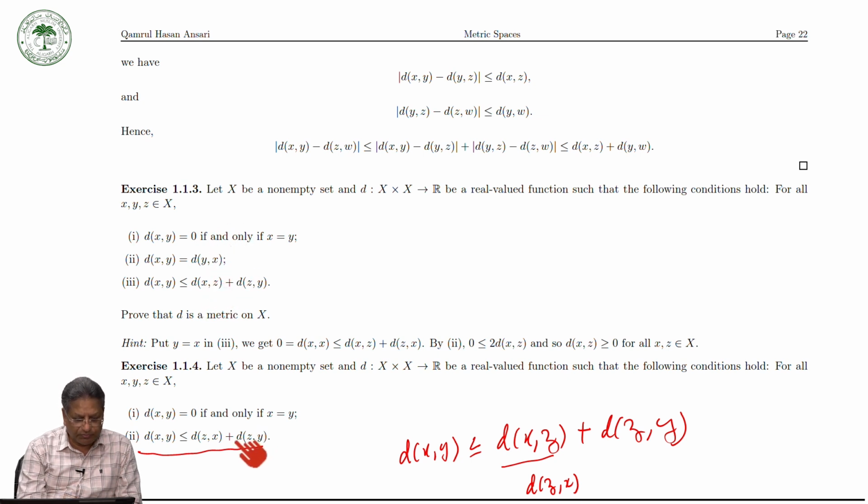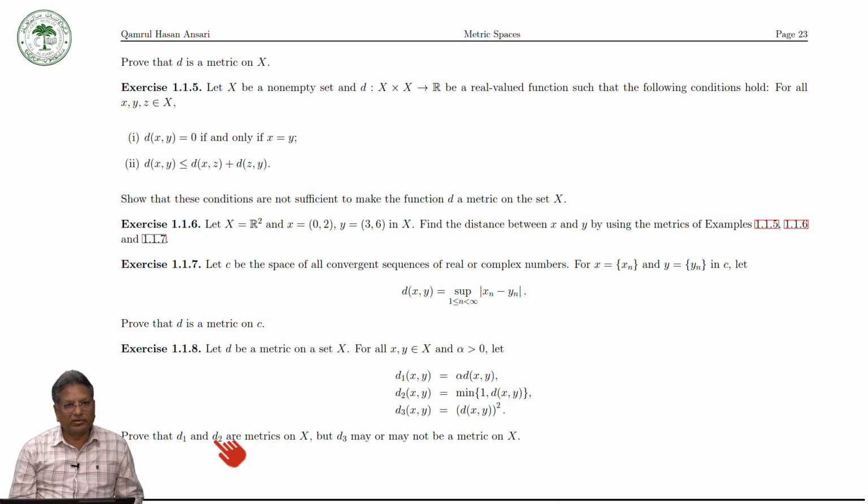So we need to prove that if these two conditions are satisfied, then d is symmetric. This you can prove very easily. How can you prove this one?